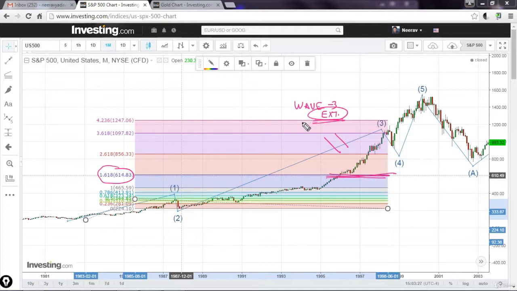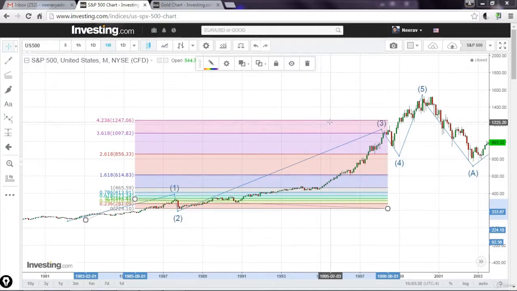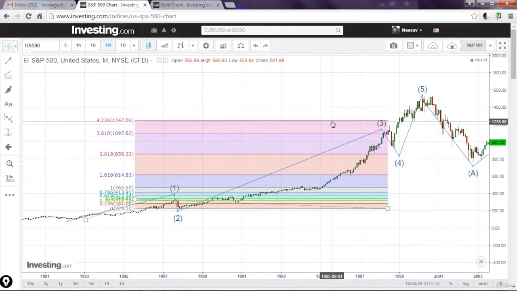So now the point that comes to mind is, why are we doing this? That is, why are we determining whether the third wave is extended or not? Obviously there has to be a practical application of this fact. So now we'll move to the practical part.